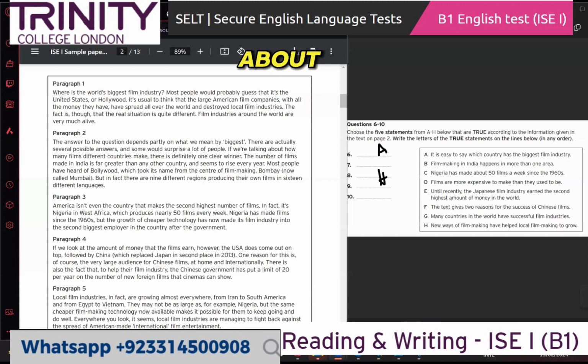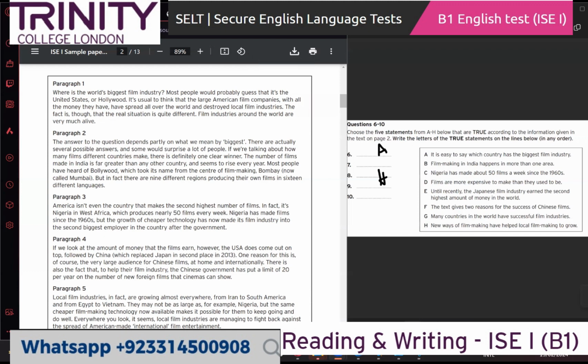Nigeria has made about 50 films. True? This is incorrect because they say that Nigeria established its film industry in the 1960s. But nobody knows. Look, they've not told that they have been making 50 films per week since the 1960s. No, they are making 50 films per week now, not since the 1960s.